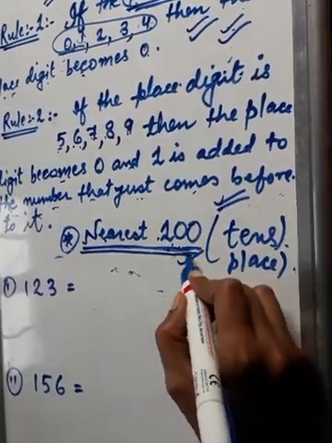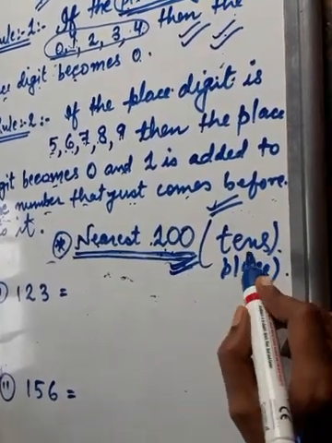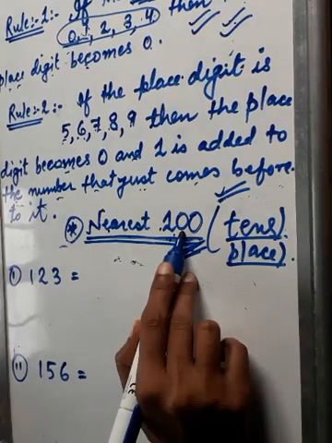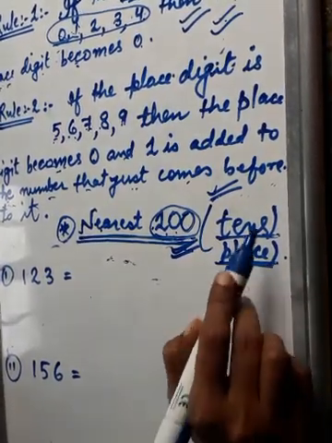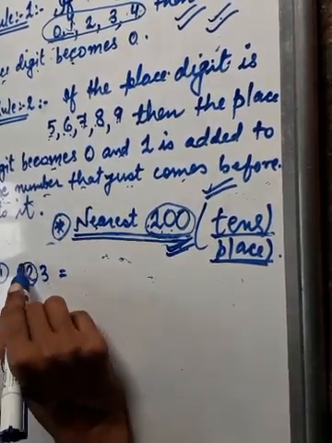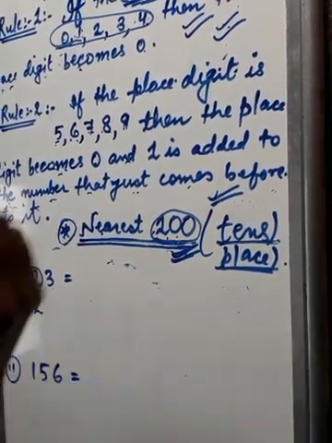Now students, we are going to move to the nearest 100. So for nearest 100 we have to see the digit at the tens place. For nearest 100, here is the term used, 100. So we have to see the digit at the tens place. So 1 and tens. It is the tens place digit. What is the tens place digit? It is 2. So it is in rule 1.